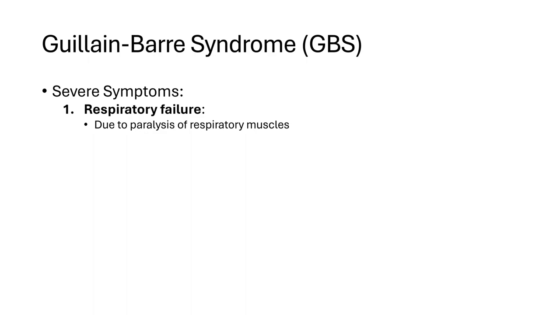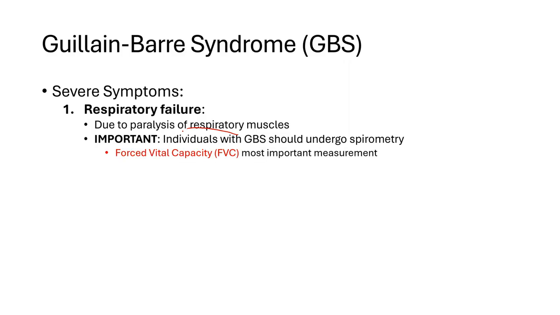Now, there are some severe symptoms that you definitely want to know for Guillain-Barré syndrome. The first one is going to be respiratory failure, which is typically due to the immune-mediated paralysis of the muscles involved in breathing, or your respiratory muscles, especially the diaphragm and the intercostals. This is a very, very severe symptom seen sometimes in GBS and sometimes requires elective intubation or mechanical ventilation. Thus, it is important for people with GBS to undergo spirometry at least a few times in order to get a baseline, especially in their forced vital capacity, or FVC.